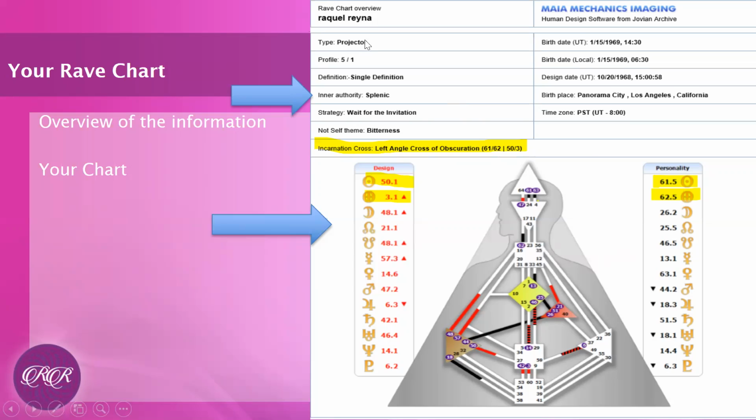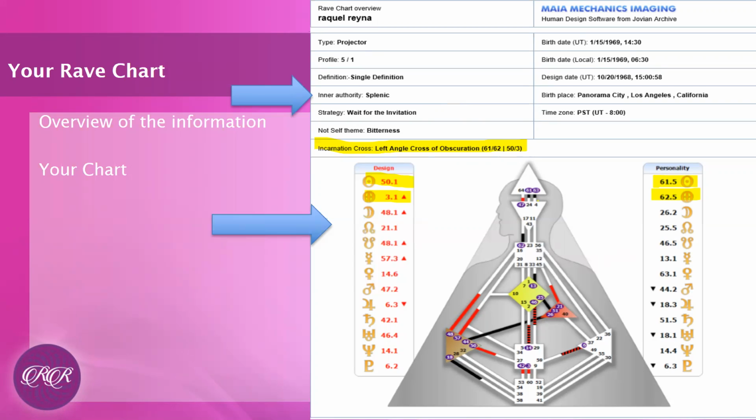The type, I am a projector. We have 4 types. You're either going to be a projector, a generator, a manifestor, or a reflector. If you are a manifesting generator, you're basically a subset of a generator. So you're a type of generator.